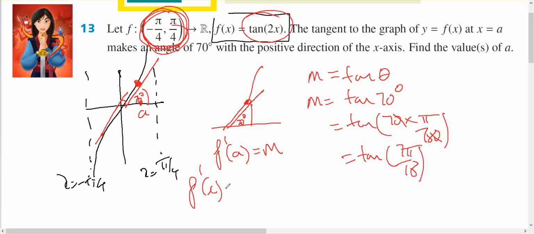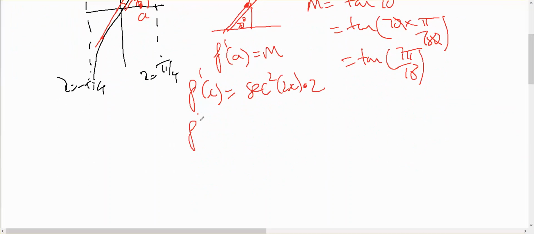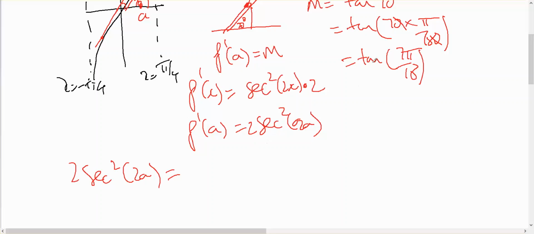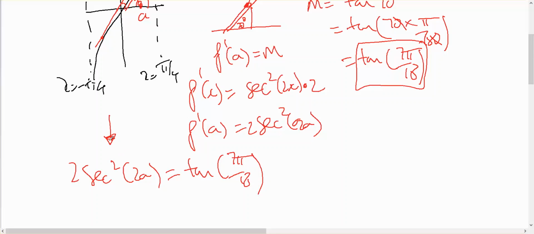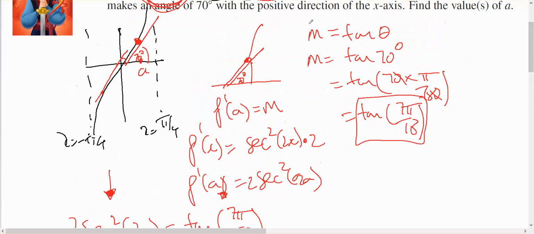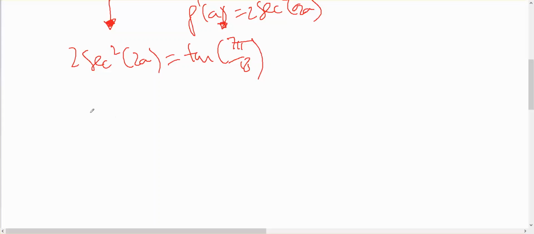F dash of x will equal sec squared of 2x times 2. And f dash at a will be sec squared of 2a times 2. And that 2 sec squared of 2a will equal the tan of 7 pi on 18, because this is the gradient by using the derivative, and this is the gradient by using the fact that m will equal the tan of the angle.